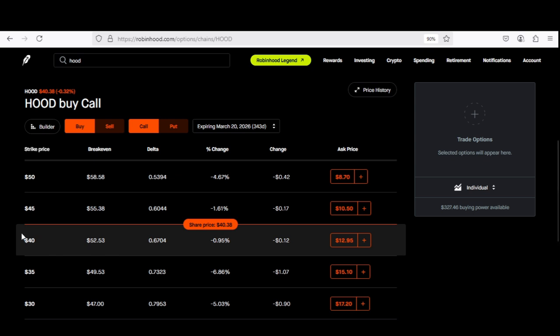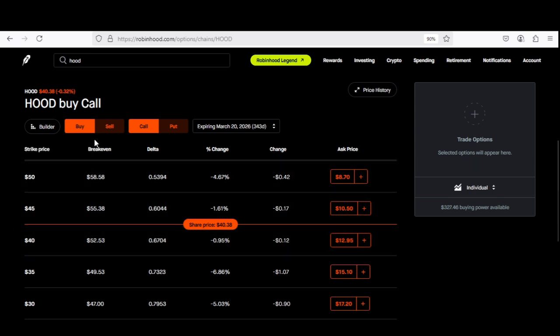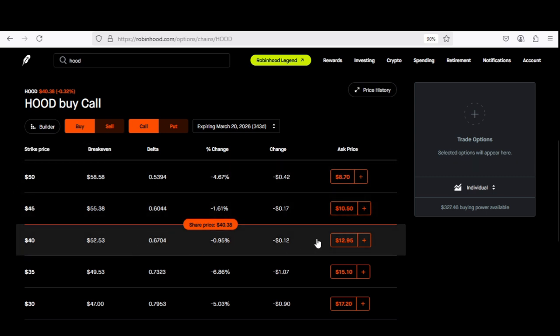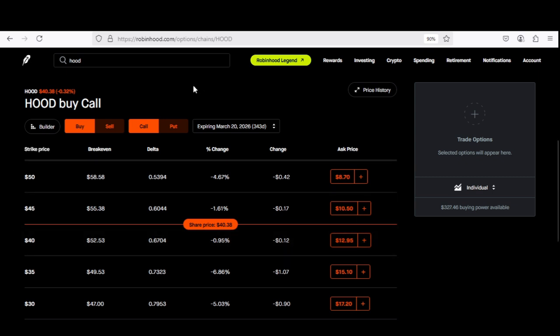So with the $40 strike price, once again, we will be buying and we're going to have to pay $12.95, or $1,295. Now that we have this LEAPS option in our portfolio, once again, we're going to go ahead and use it to make consistent income. Now we're going to switch over the strategy and go to sell and call.